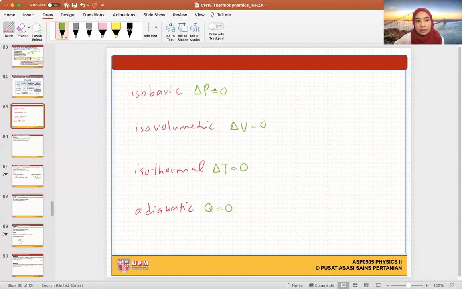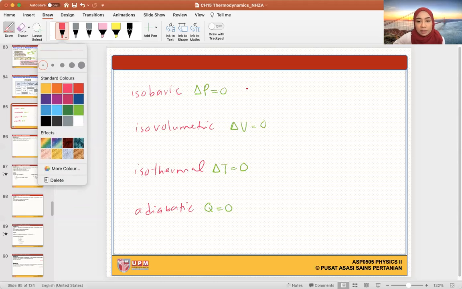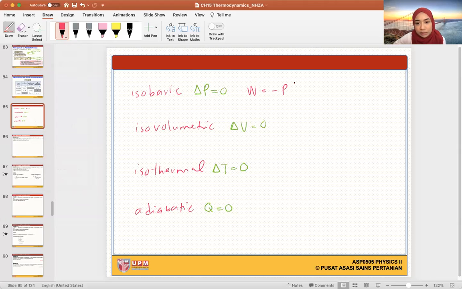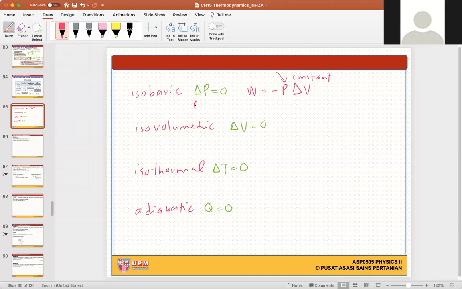And then if delta P is zero, usually for isobaric, we know that W equals minus P delta V. This is the usual equation because pressure is constant for an isobaric. This is delta P equals zero. It doesn't mean P equals zero, because P is constant. P final minus P initial is zero, which means that P is constant. So there is a value, it's not zero, even though I wrote delta P equals zero. Sorry.